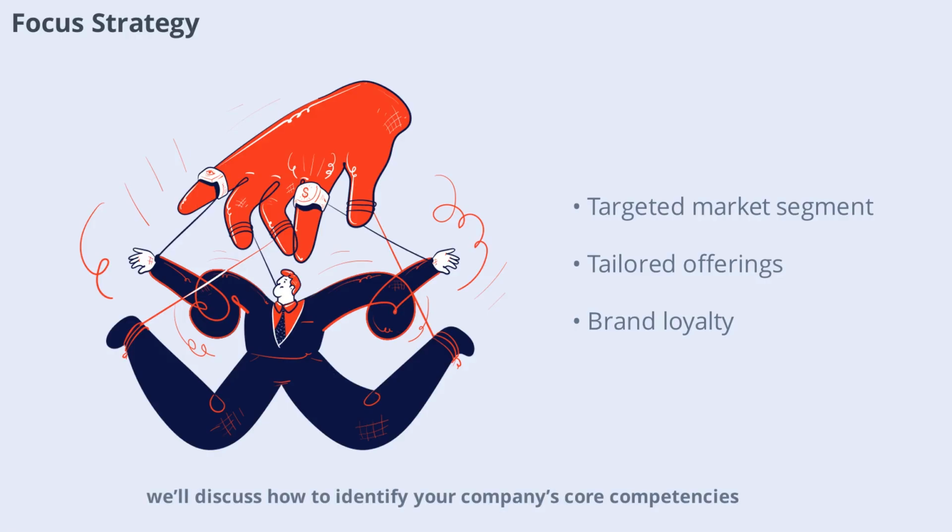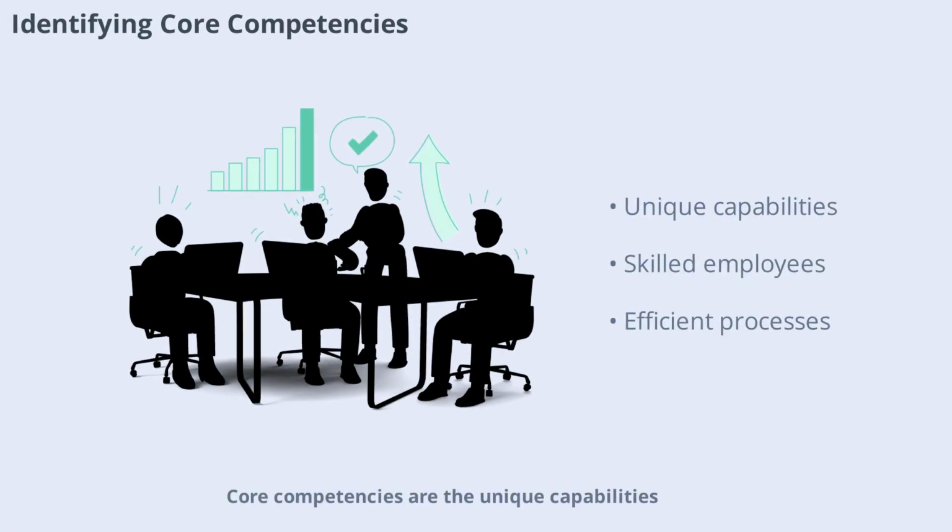Next, we'll discuss how to identify your company's core competency. Core competencies are the unique capabilities that give a company a competitive edge. These might include proprietary technology, skilled employees, efficient processes, or strong relationships with customers and suppliers. Identifying and nurturing core competencies is essential for sustaining competitive advantage. Companies should invest in developing these strengths and protect them from imitation.